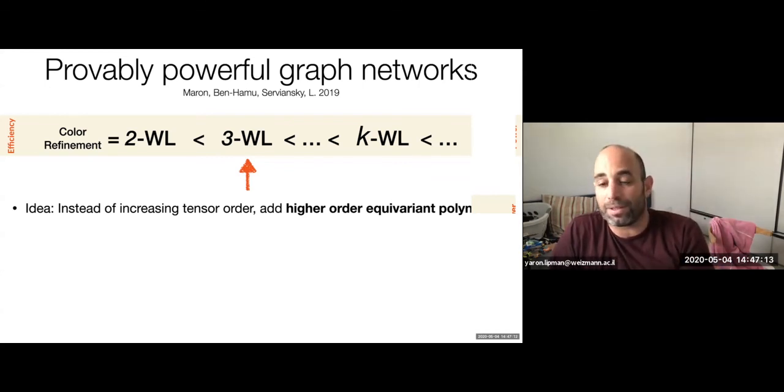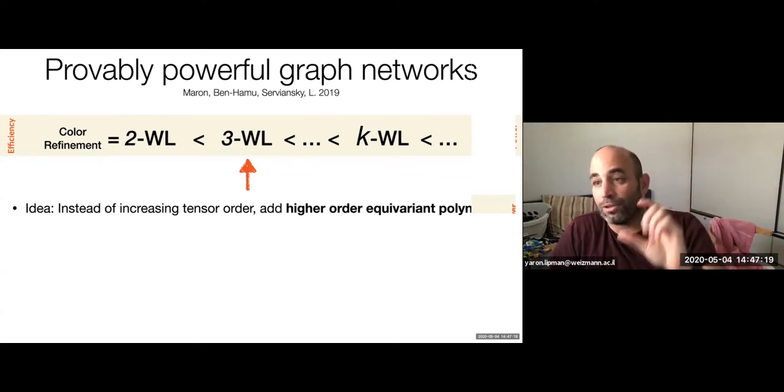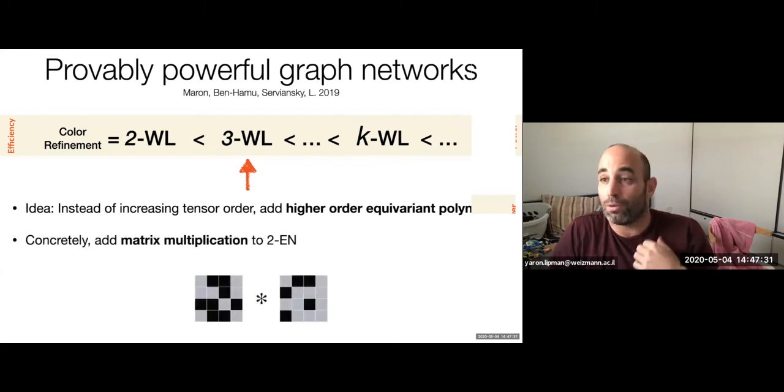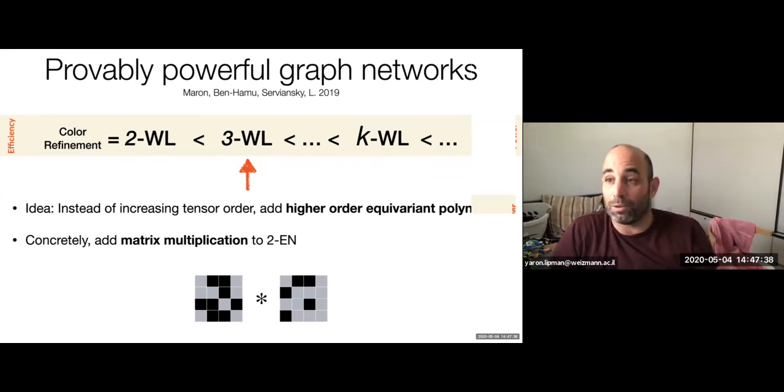And the idea here is that you can actually replace the high-order tensors with high-order polynomials. So far, we only discussed linear equivariant layers, but you can think about other layers, like maybe quadratic equivariant layers. One extremely useful quadratic equivariant layer between matrices is matrix multiplication. Okay, maybe the most famous operation of them all.